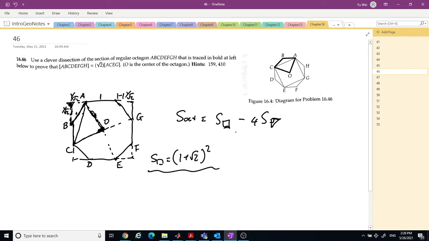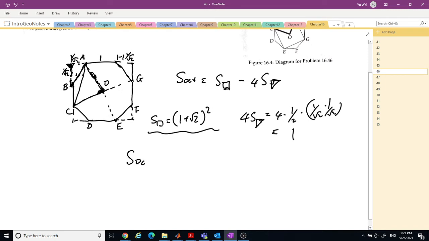Then the 4 isosceles right triangles will be 4 times a half times 1 over root 2 times 1 over root 2. Then this will be 1, okay? So now we can calculate the octagon area will be 3 plus 2 root 2 minus 1, which is 2 plus 2 root 2.